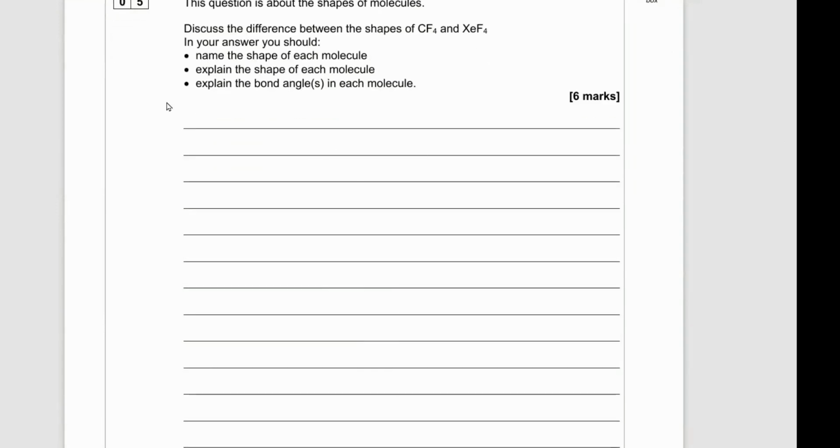Okay, this question is about shapes and molecules. Discuss the difference between the shapes of CF4 and XeF4. In your answer, you should name the shape of each molecule, explain the shape of each molecule, and explain the bond angle in each molecule. So it's really clear that you're going to get a mark for each of those, and you need to do 2 names of shape, 2 explanations, and 2 correct bond angles to get all 6 marks.